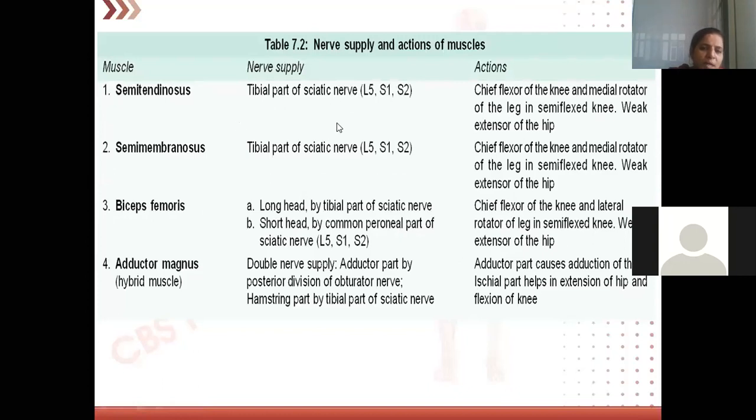Now what is the nerve supply? Everything is supplied by the tibial part of the sciatic nerve, whereas adductor magnus has a dual nerve supply. The medial compartment part is supplied by the posterior division of the obturator nerve, which I have discussed in detail. The hamstring part is supplied by the tibial part of the sciatic nerve. Apart from that, the long head of biceps is supplied by the tibial part and the short head is supplied by the common peroneal part.